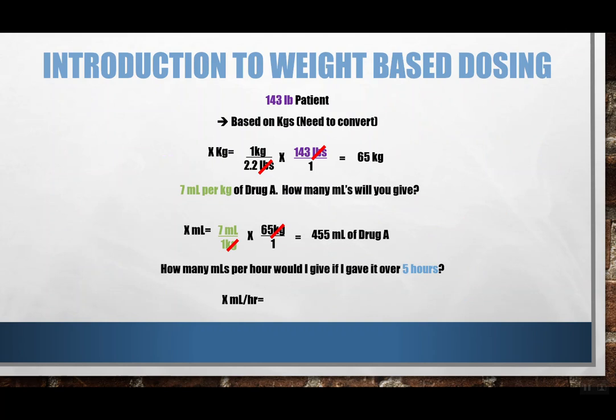Okay, so now I have X mils per hour. Do I already have this information? I do, because I have 455 mils will be given, and my hours on the bottom are already there at 5 hours. The question is asking for mils per hour. You already have mils per hour, so nothing really needs to be done but to bring it down to 91 mils per hour. So that would be the answer to each of those, depending on what the question is asking.